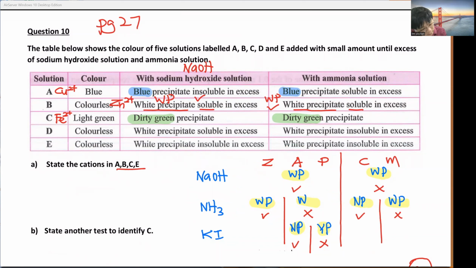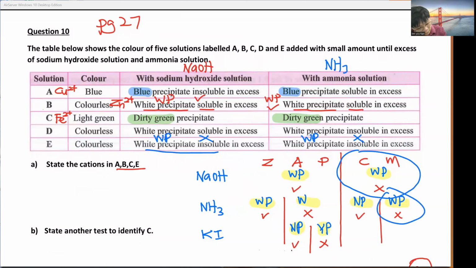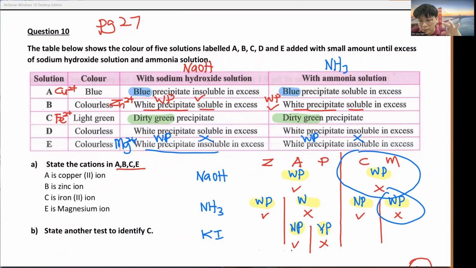Who is my E? White precipitate insoluble. Insoluble is cross, so it's CM and E. Then the white precipitate is insoluble again in ammonia, so we know it is magnesium. They'll give you this clue. This is one of the important clues that you need to know in the exam. Put it in first, slowly.